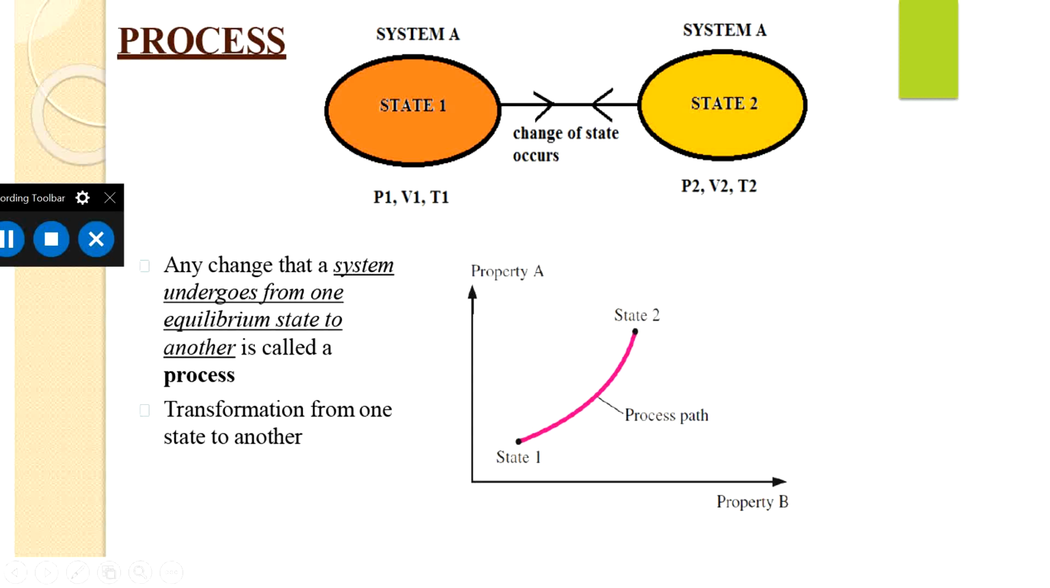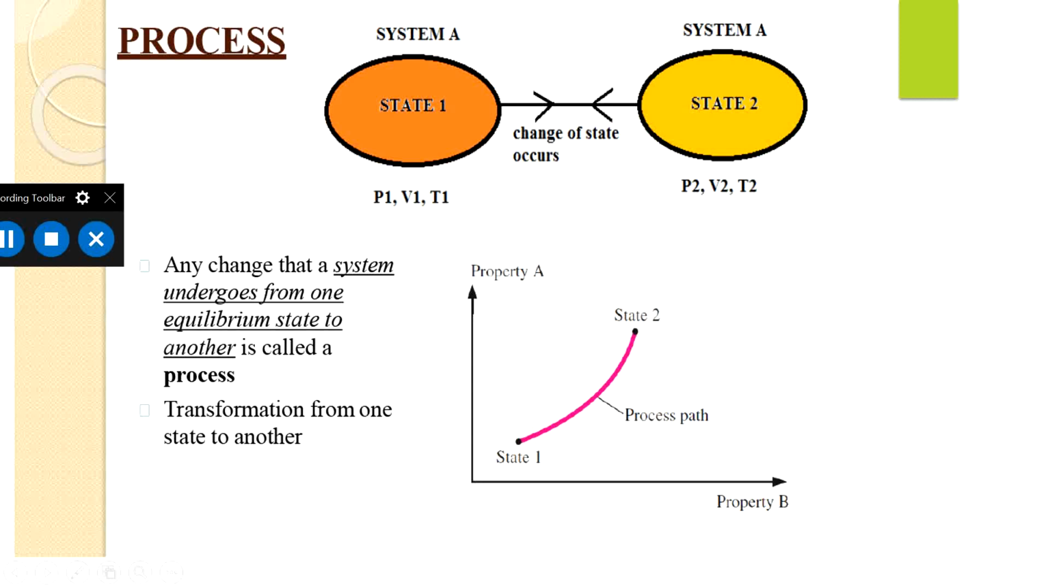So this new state has a pressure of P2, volume of V2 and temperature of T2, etc. And that is known as a process. This change of state, any change that a system undergoes from one equilibrium state to another, is called a process. Or the transformation from one state to another.